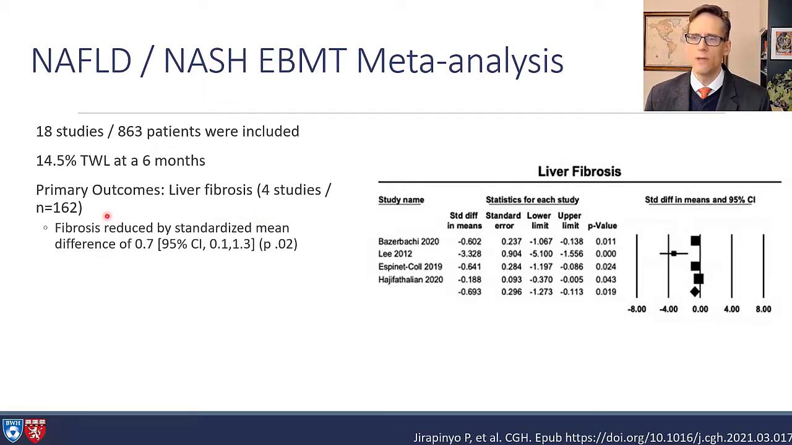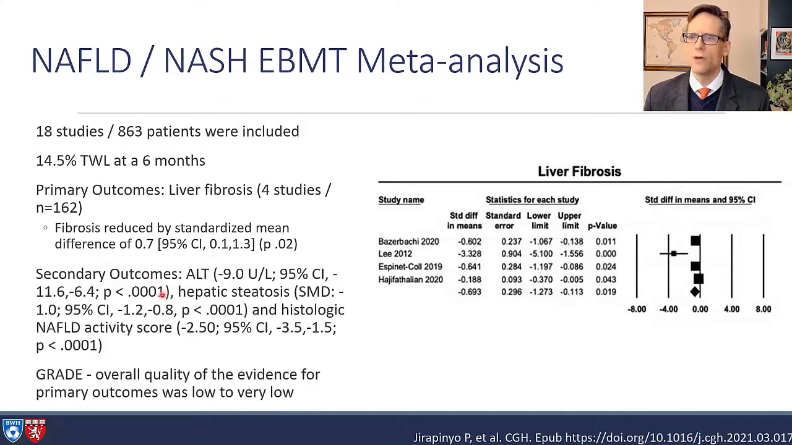We found 4 studies with 162 patients looking at this. And fibrosis was reduced by a standard mean difference of 0.7 across these studies. And secondary outcomes such as ALT, hepatic steatosis, and histologic NAFLD activity score all improved statistically significant as well. And the GRADE methodology looking at this did show that the quality of evidence was low to very low for these studies.